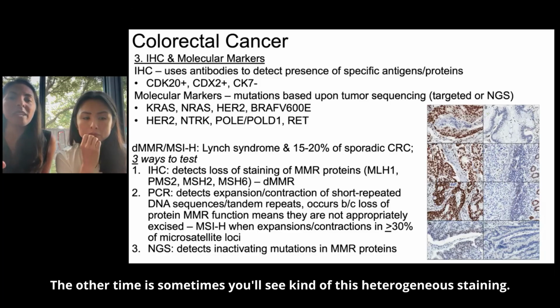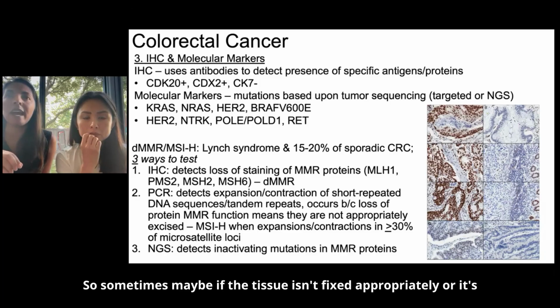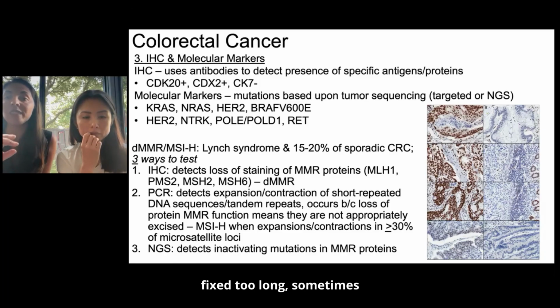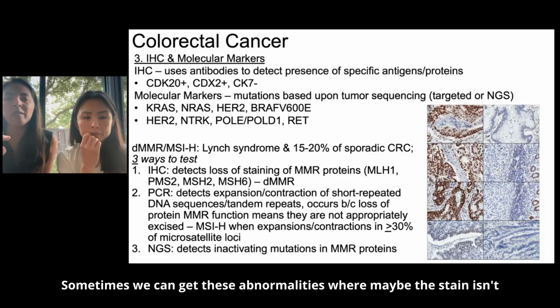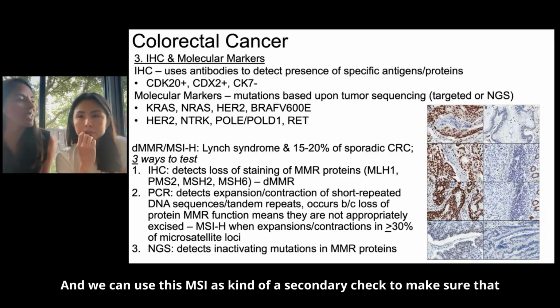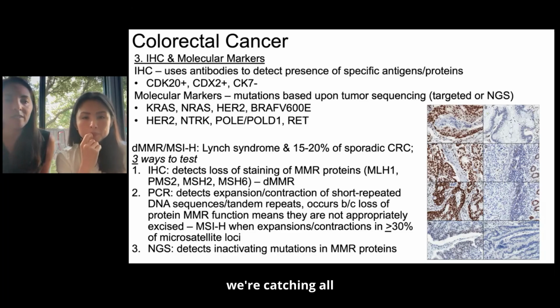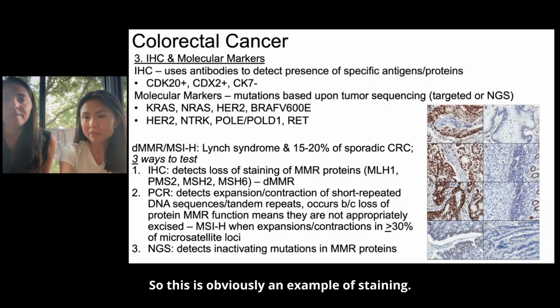The other time is sometimes you'll see this heterogeneous staining. Maybe if the tissue isn't fixed appropriately or it's fixed too long, we can get some abnormalities, or if the tissue's old. Sometimes the stain isn't working appropriately. And we can use MSI as a secondary check to make sure that we're catching all the cases.